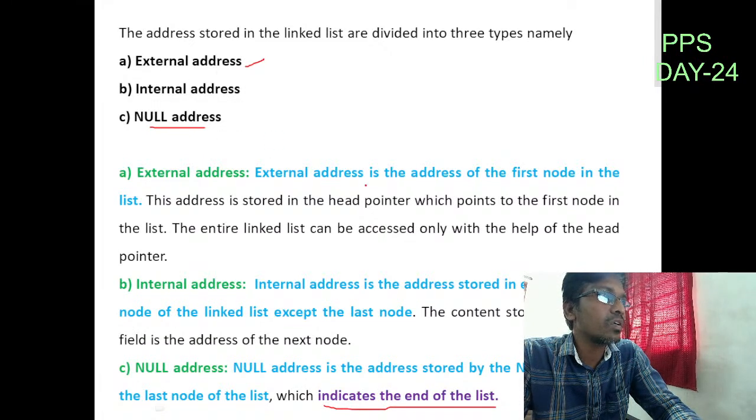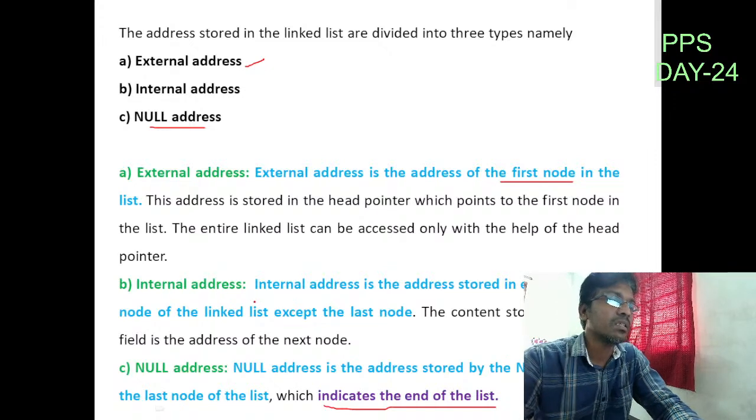So the external address contains the head pointer, which is the starting node of the linked list and will be stored in the head pointer. So that address can be called an external address. Whereas an internal address: each and every node contains the address of another node. That address is called an internal address.